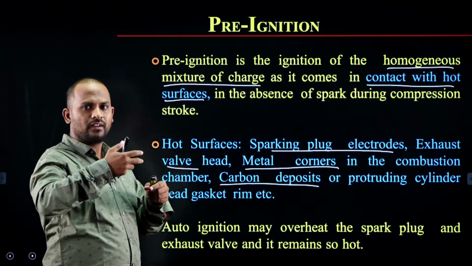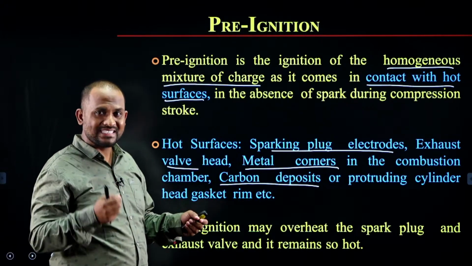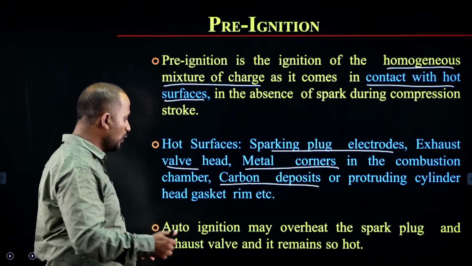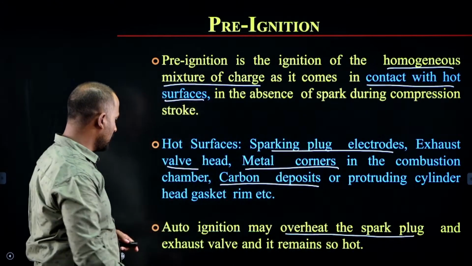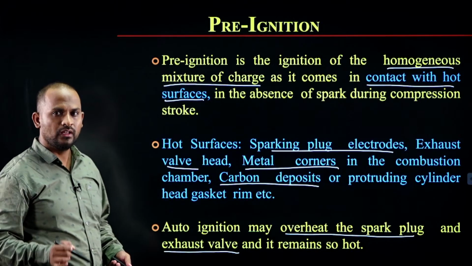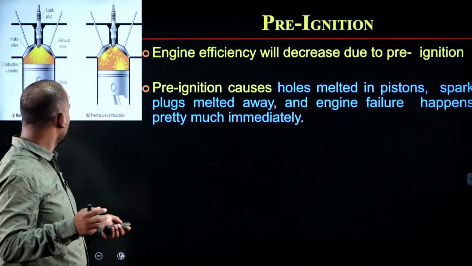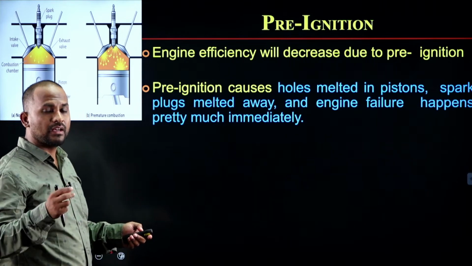Now after that, the normal combustion happens in the case of SI engines, and because of that continuous auto-ignition, it will overheat the spark plug and the exhaust valve, and they will remain hot, which will damage the system. So because of the pre-ignition, the engine efficiency will be reduced.